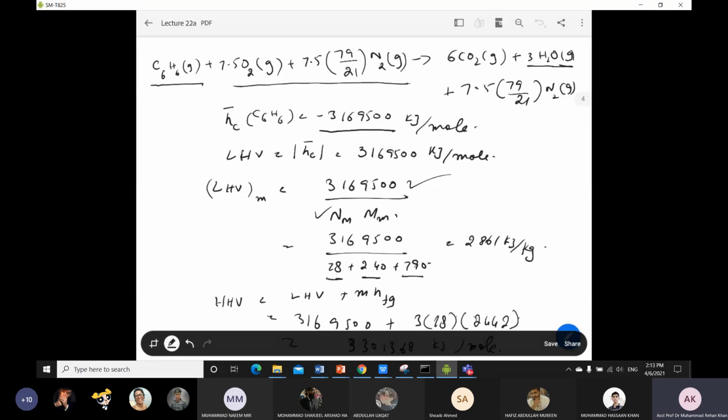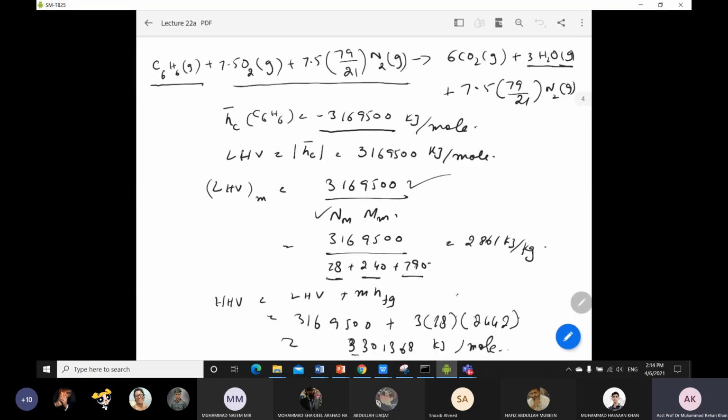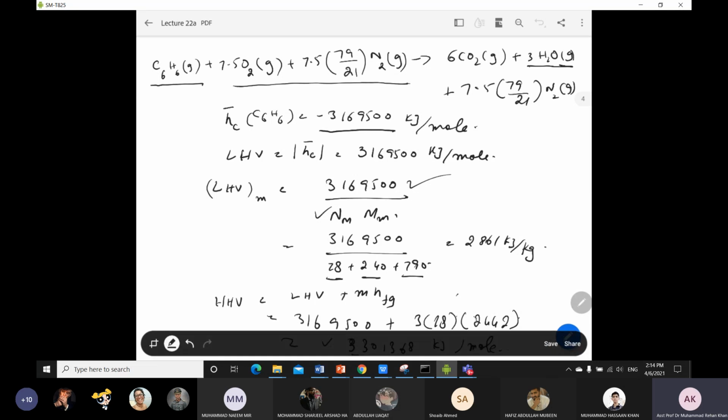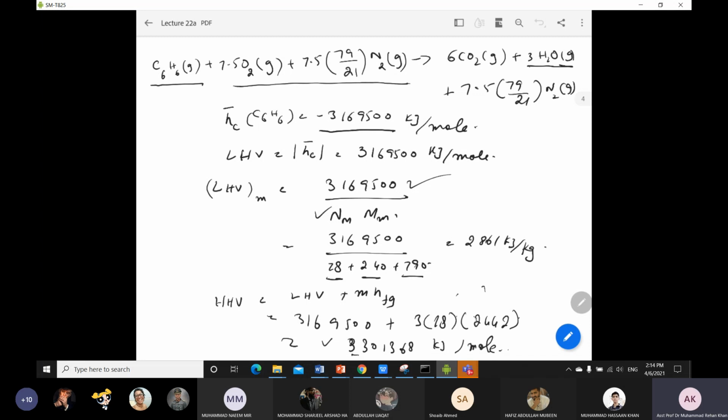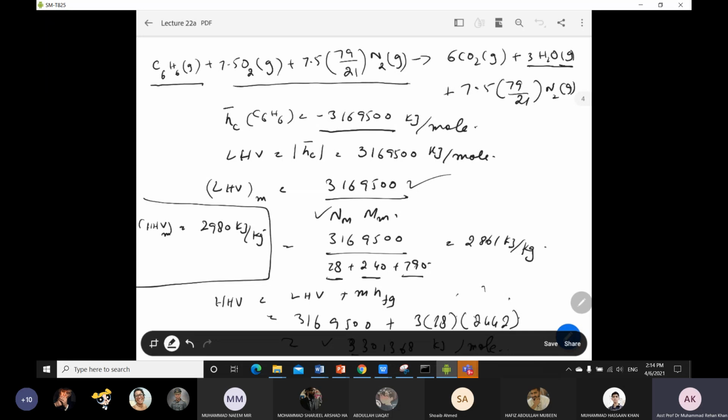Okay, so same procedure, you have to divide this term 3301368 by the number of moles of the mixture and molar mass of the mixture, and you will get the required answer. So I am just going to write in this area. So higher heating value of the mixture is equal to 2980 kilojoule per kg. Okay, so the number of moles and molar mass of the mixture you have to divide by yourself, and you will get the final answer. Okay, so this is the procedure which we have to follow for this type of question.